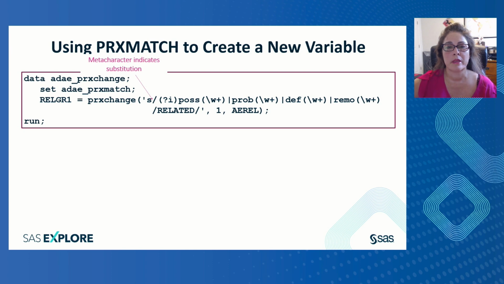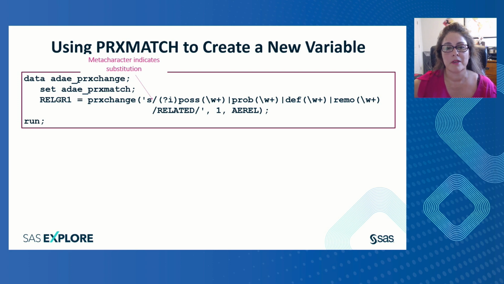Within the PRX functions, there are several meta characters that control how the search patterns are going to work. I highly recommend that you read through the documentation to understand how all these meta characters work. We'll just touch briefly on some of the meta characters in this presentation. So S is one of the meta characters, and it indicates that we're going to do a substitution.